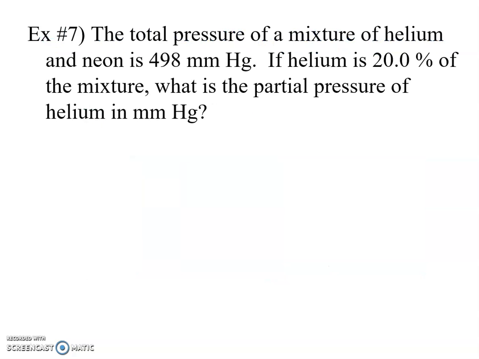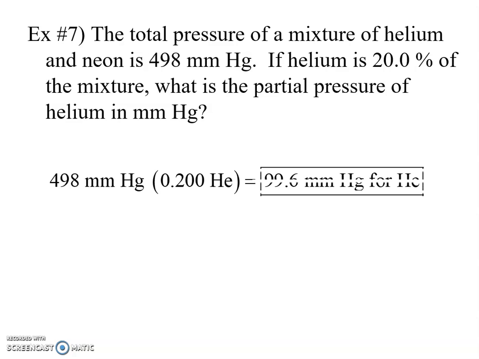So a problem that might go with something like this. The total pressure of a mixture is 498. If helium is 20% of the mixture, what's the partial pressure of helium in millimeters of mercury? So what they're telling me is the total pressure of the helium and neon is 498, and they're telling me 20% of that is my helium. So what I'm doing here is I turn my percentage into the decimal form. I made it 0.20. I'm multiplying that by the total pressure, so I'm finding 20% of this number. That's 99.6 millimeters of mercury for the helium. And again, that's all I really need to know for that problem.